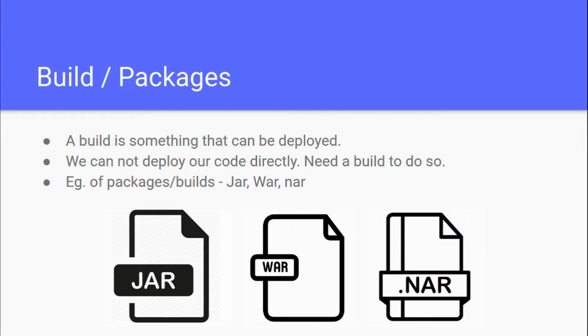Let's see what build and packages means. A build is something that can be deployed. We cannot deploy our code directly. We need something that can be deployed. And build is that something. Example, jar, war and nar. In simple Java projects, we create a jar. In web projects, we create a war. And in NiFi, specifically, we create nar files to deploy. Let's move ahead.